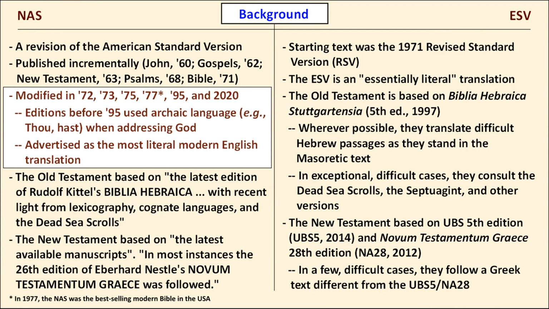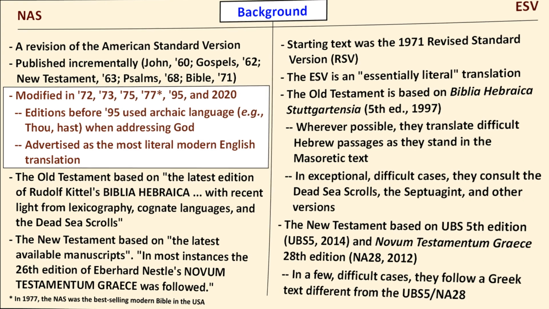Most significantly, the 1995 update removed the thous and thees previously used when referring to God. It also deleted a number of conjunctions and replaced some pronouns with proper names. The NAS is advertised as the most literal modern English translation. But the way I measure literalness, that isn't so, as you'll see on a subsequent chart.